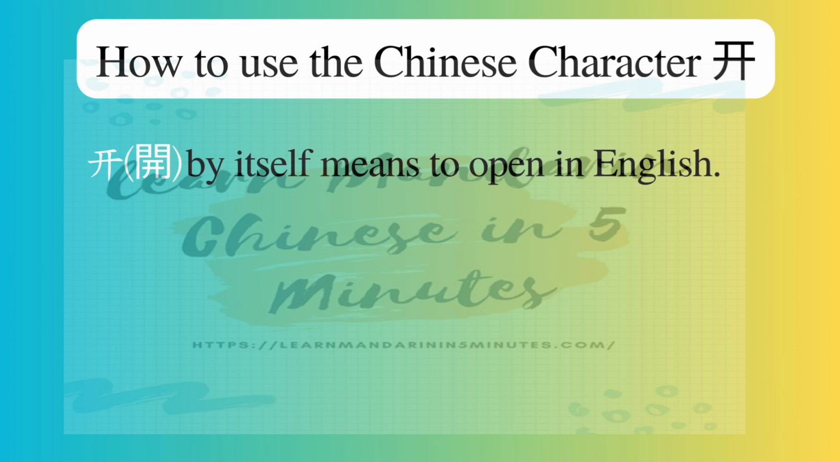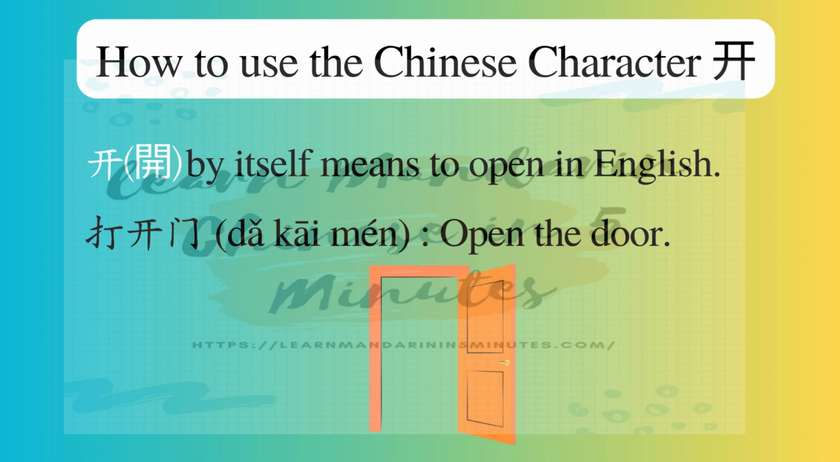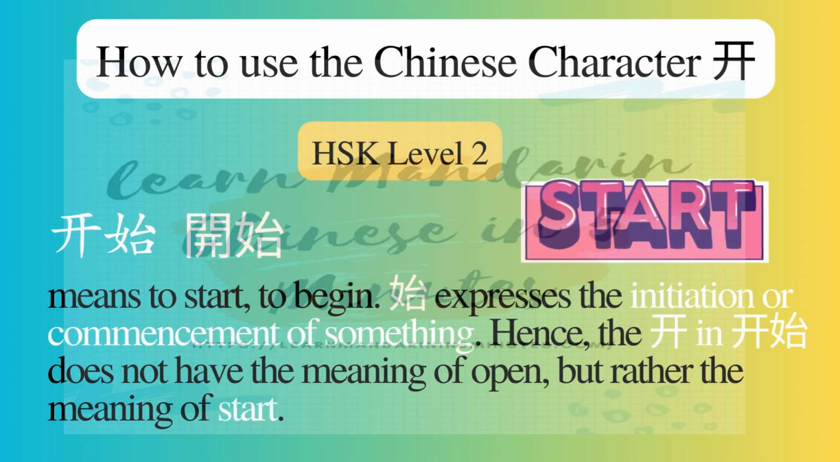Sentence example 打开门. 打开 means to open. 门 is door. So 打开门 means open the door.